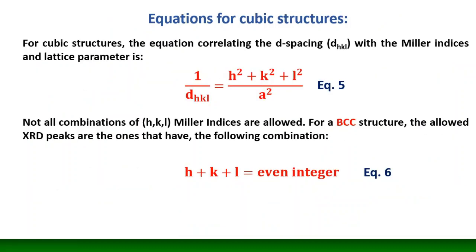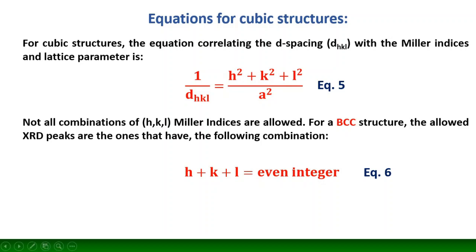This equation 5 that you see on the screen now correlates the d-spacing of certain planes with the Miller indices and the lattice parameter of a cubic unit cell.